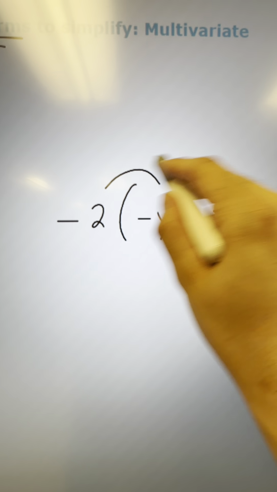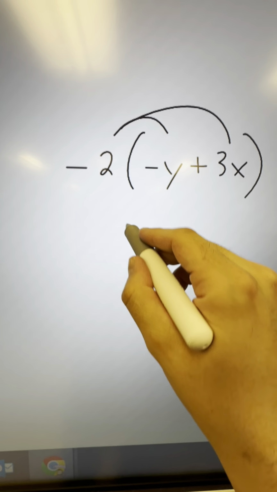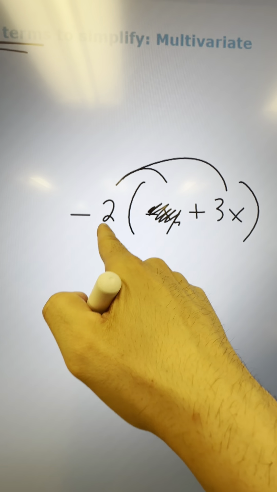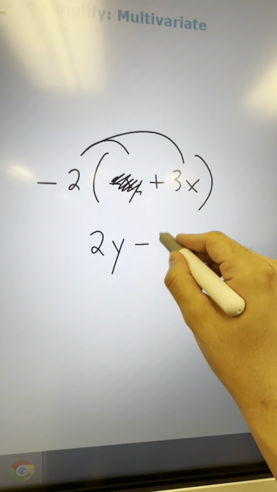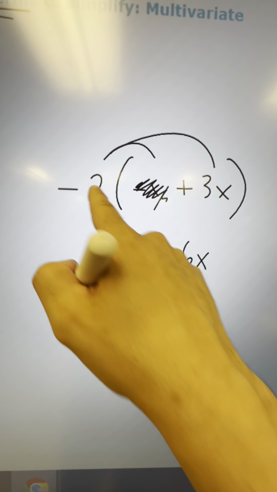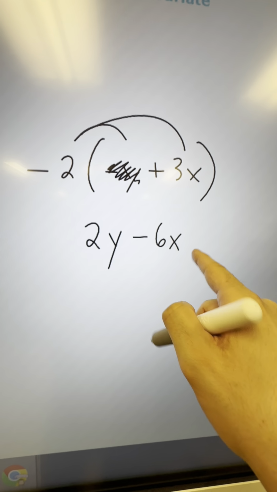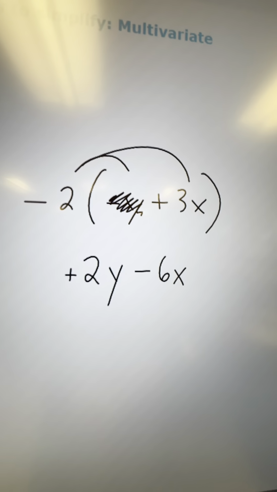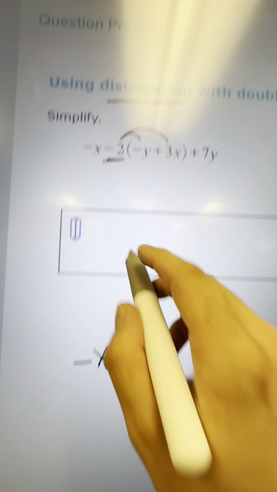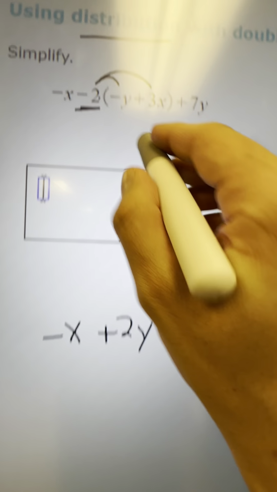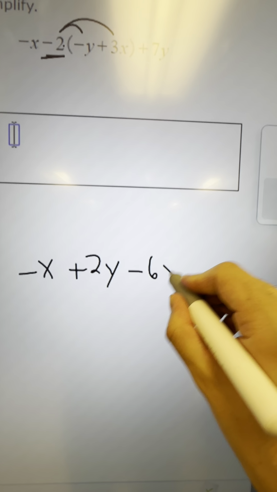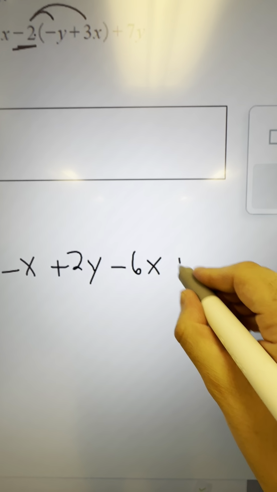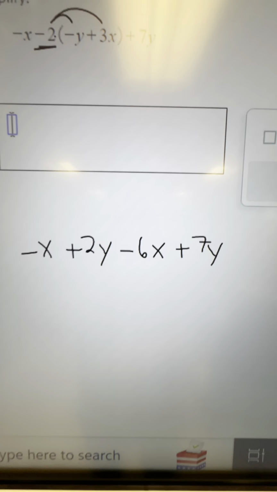working with this here. -2 times a -y is a +2y. And if I were to ignore this, negative 2 times positive 3 is a negative 6, and I keep the variable. So when you distribute the negative 2, you get 2y minus 6x. Notice this is a positive, it's a positive 2y. Negative times negative comes out to be positive. So when I show this work, we got positive 2y, and then that became a negative 6x, so minus 6x. Notice this is not in the parentheses, so we just got to bring that down, plus 7y.